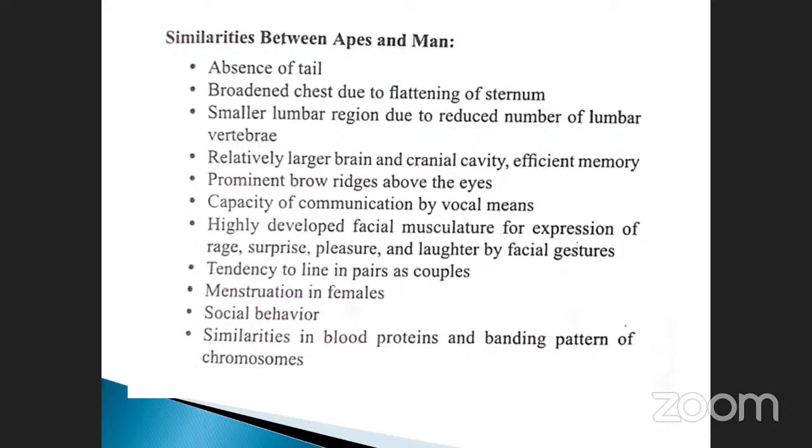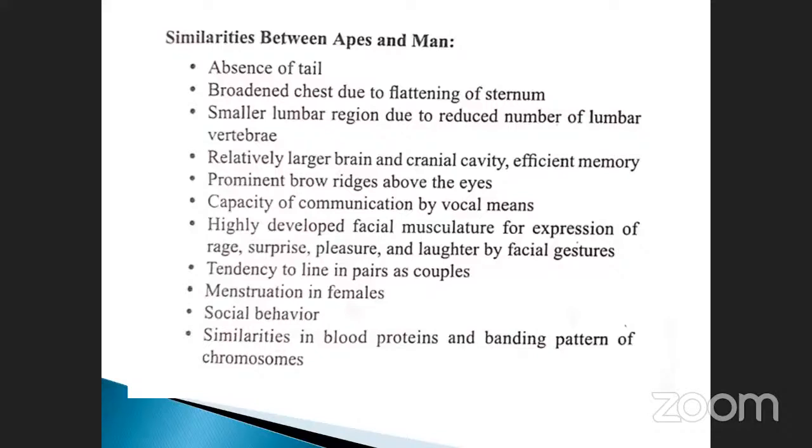Communicating with language, its own language, isn't it? The communication is also very, very important. Highly developed facial musculature for expressions of rage, surprise, pleasure, and laughter by facial gestures. This is very, very important. Okay. Monkeys also express themselves. Apes also, man also express. Tendency to live in pairs as couples. It is very, very important. Human beings as well as apes also tend to live in pairs as couples.